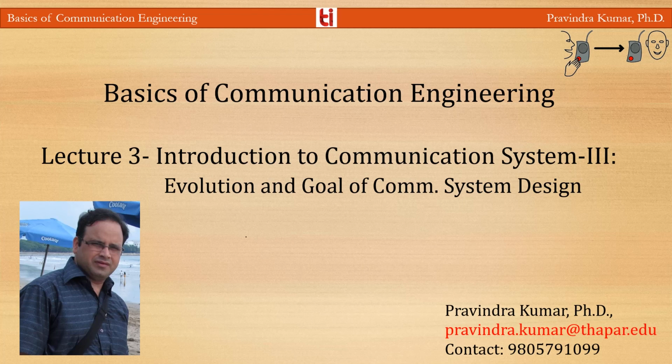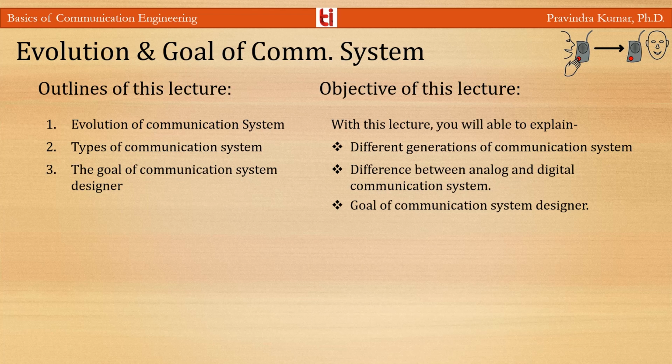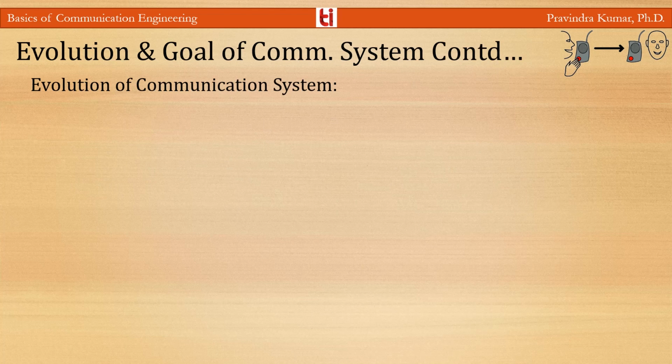The outline of this lecture is: evolution of communication systems, types of communication systems, and the goal of a communication system designer. By the end of this lecture, you will be able to explain the different generations of communication systems, the difference between analog and digital communication systems, and the goal of a communication system designer. First of all, we will discuss the evolution of communication systems.